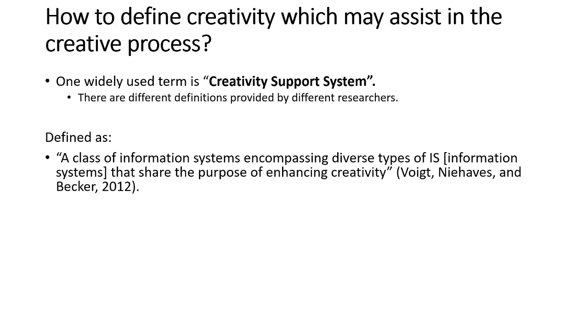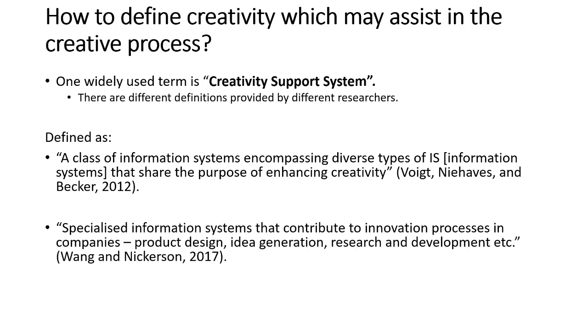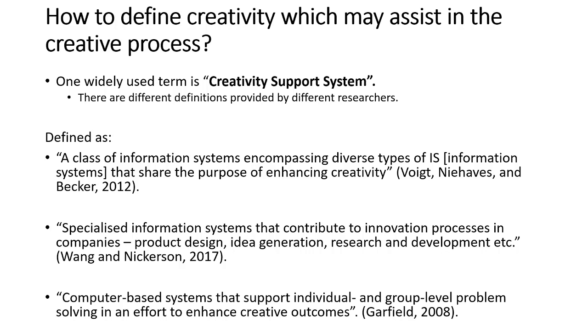So for the first one, creativity support system is defined as a class of information systems encompassing diverse types of information systems that share the purpose of enhancing creativity. Now, you're going to see the term information system quite a lot. If you don't know what that is, I encourage you to go away and find out for yourself. The second definition of creativity support system is a specialized information system that contributes to innovation processes in companies, such as product design, idea generation, research and development, etc. Another definition is computer-based systems that support individual and group-level problem-solving in an effort to enhance creative outcomes.